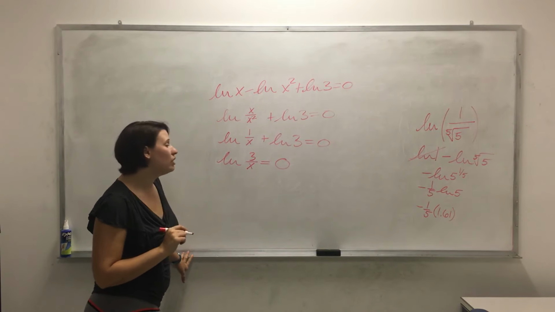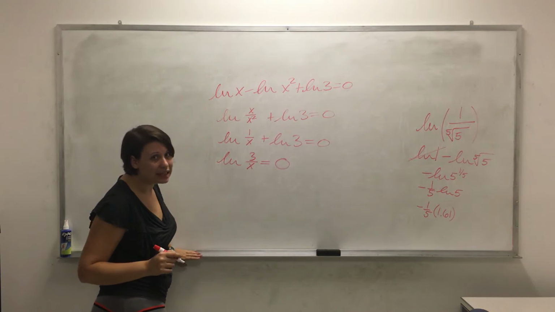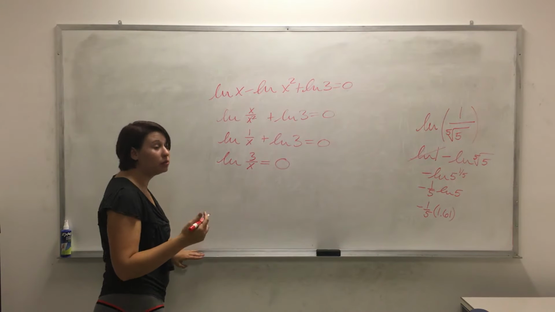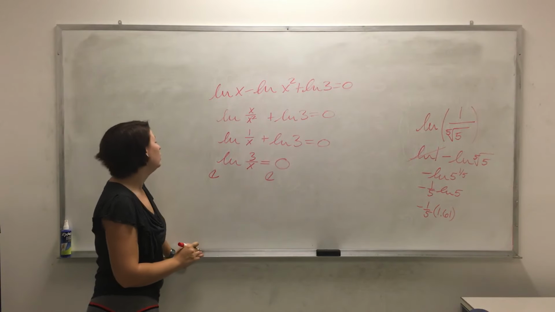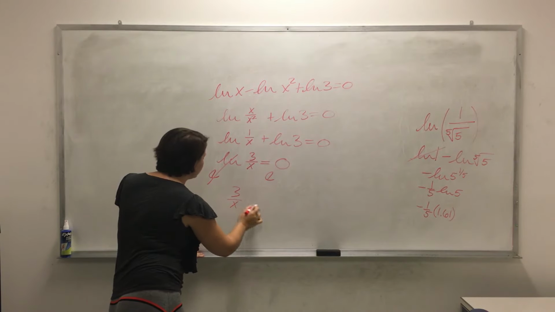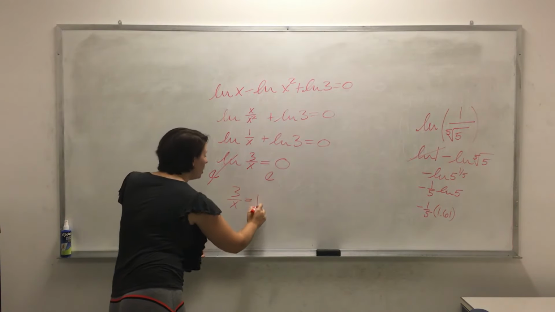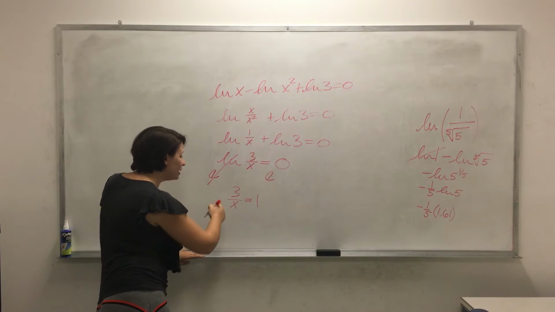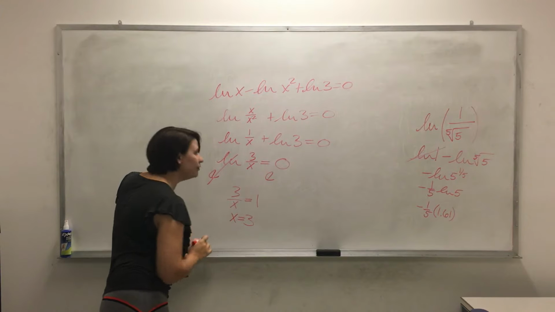So, we want to solve for x, meaning we want to cancel out the ln. We use its inverse. So we raise both sides to the e, meaning the e and the ln cancel. So we have 3 over x left on this side equals e to the 0. Anything to the 0 is 1. Finish solving for x by multiplying it over. So x is equal to 3.